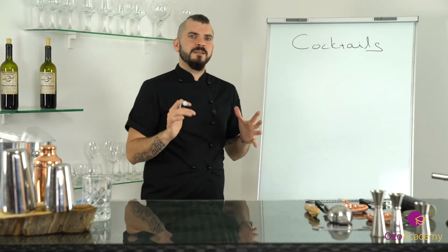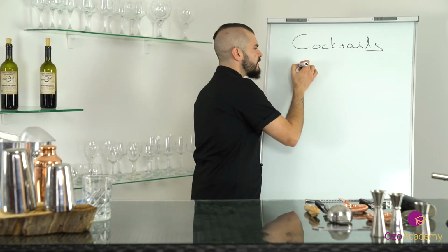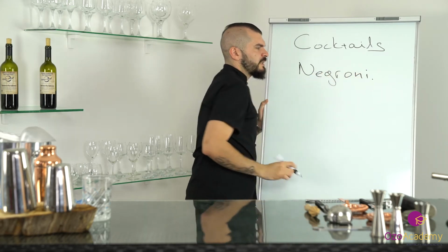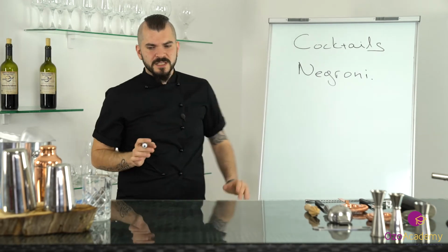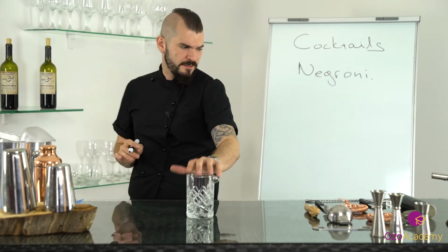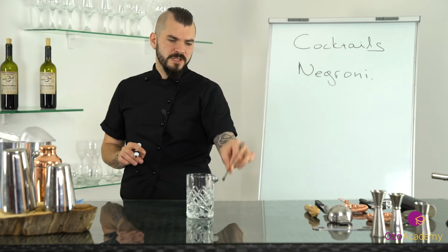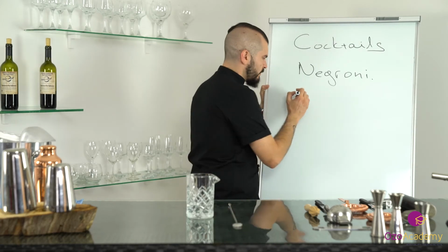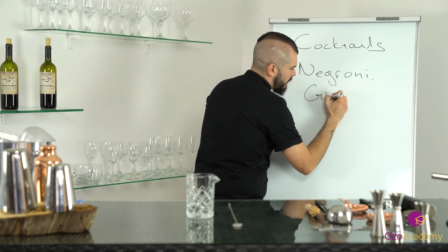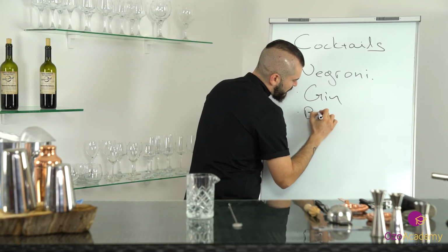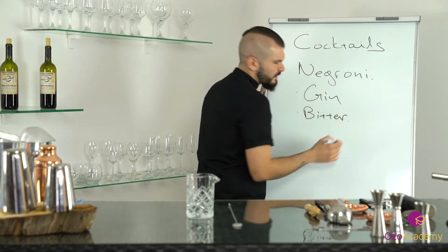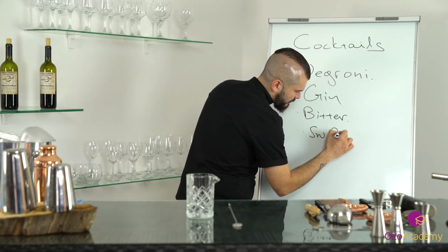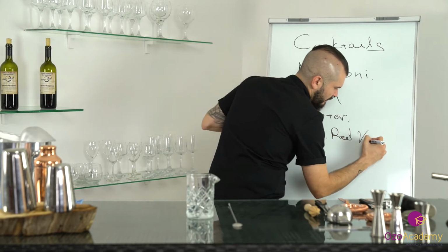Next cocktail. Let's say another one that is very popular nowadays, which is a Negroni. Now Negroni is very simple. Most of the time it's stirred in our mixing glass by using a bar spoon. What's inside a Negroni? We have three things. Gin, a bitter, Campari is one of them, and sweet red vermouth.